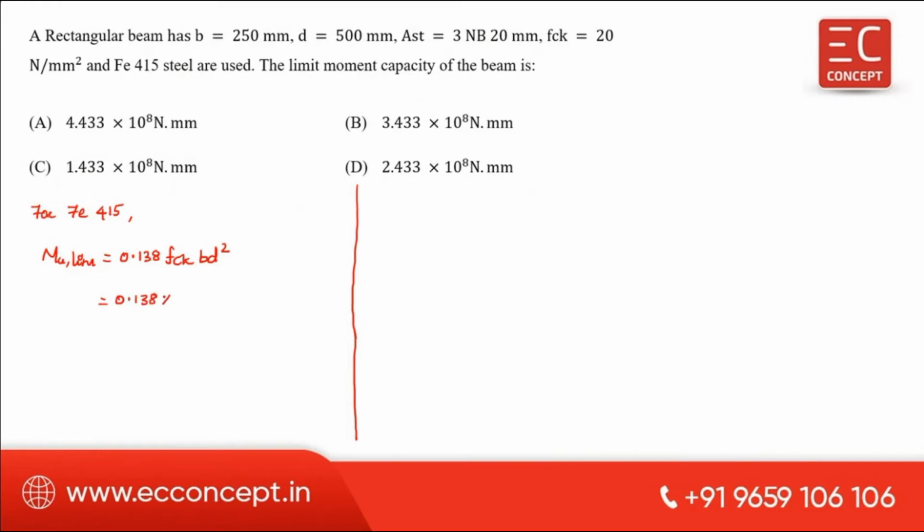0.138 fck, which is 20, into B which is 250, into D square, where D is 500 square. If you multiply and do the whole process, finally you will get the answer as approximately 1.725 into 10 raised to 8 Newton millimeter. Here there is no exact option, but the nearest option is 1.433 into 10 raised to 8 Newton millimeter. So the answer for this question is C.